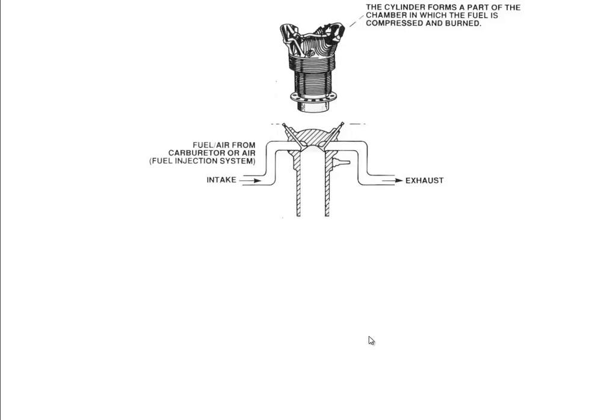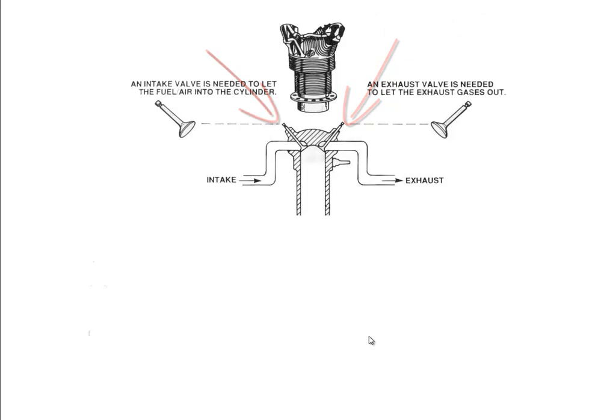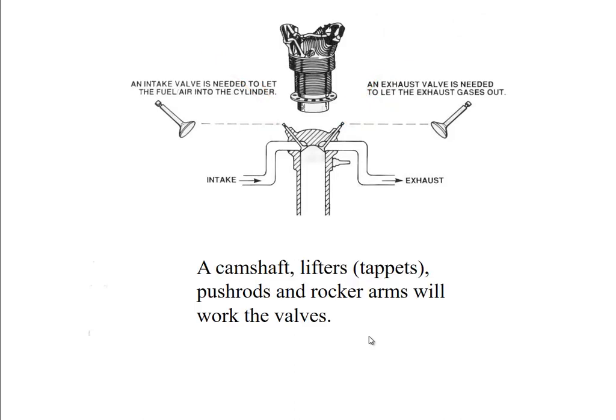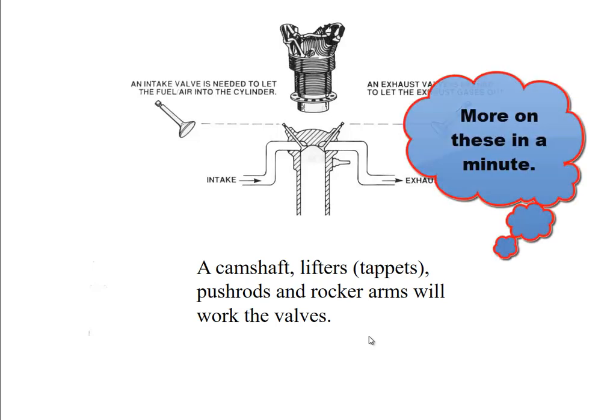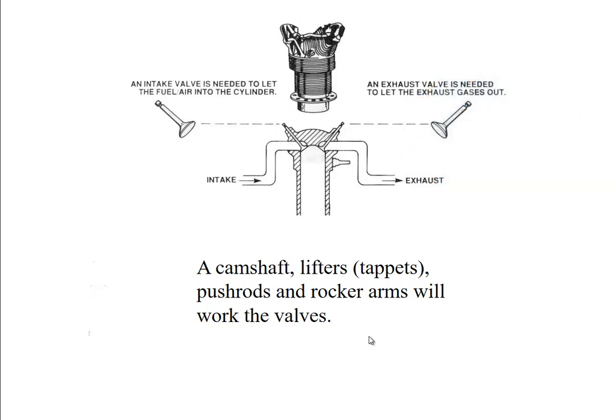And then we also have a couple of valves, and the valves let the new fuel-air mixture in and get the old exhaust out as the engine runs. And so there's an intake valve and an exhaust valve. There is a camshaft, some lifters, push rods, rocker arms. All of those work the valves and open and shut the valves at just the right time.